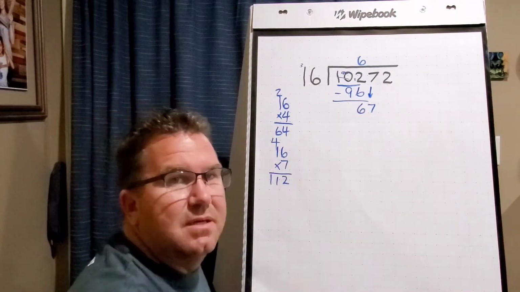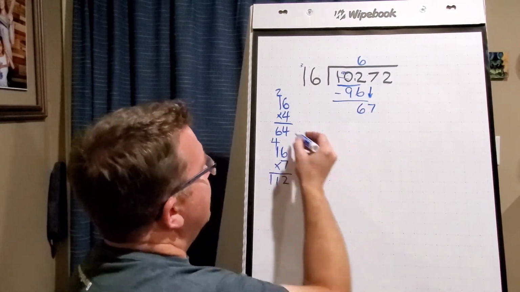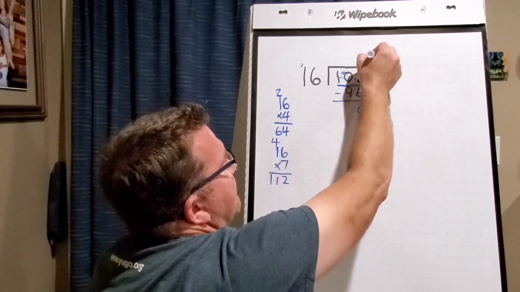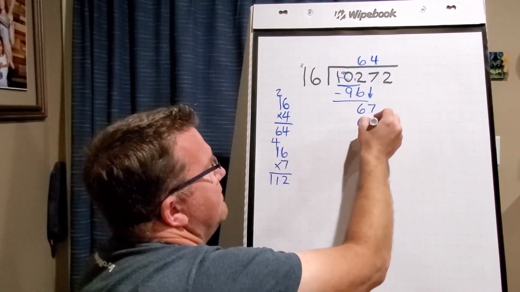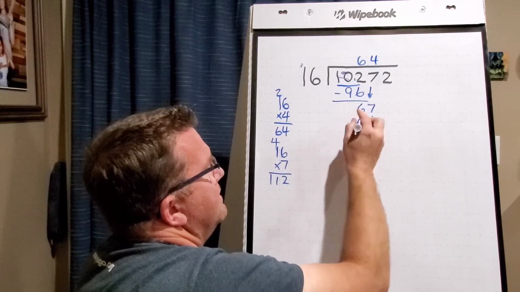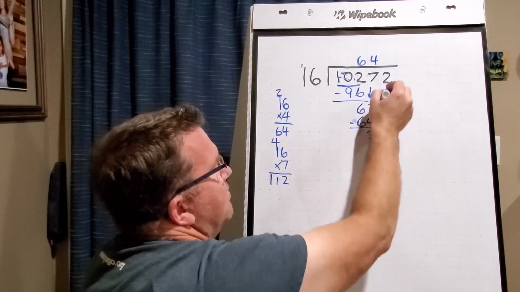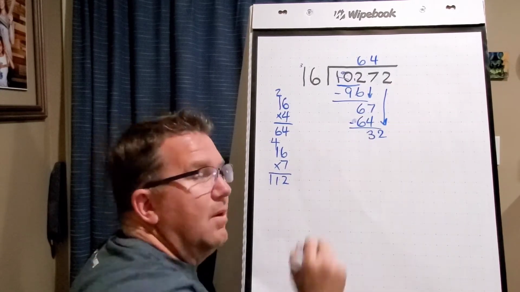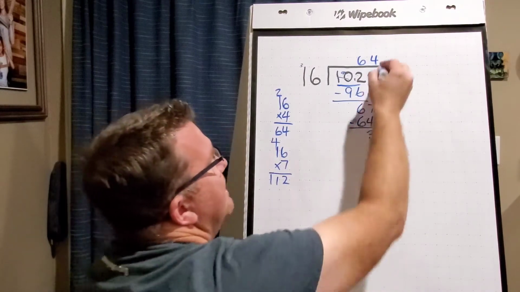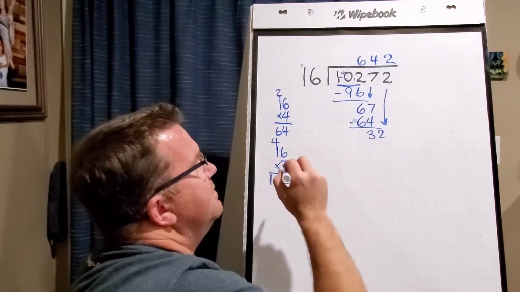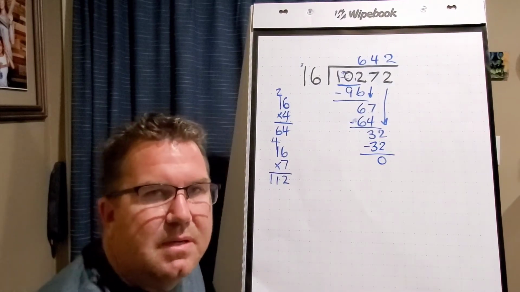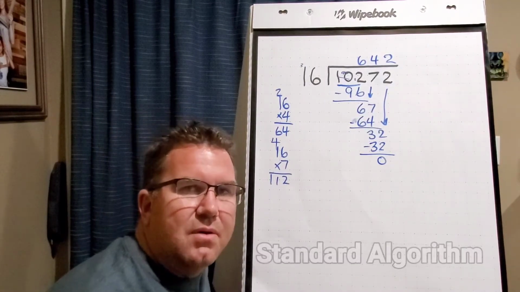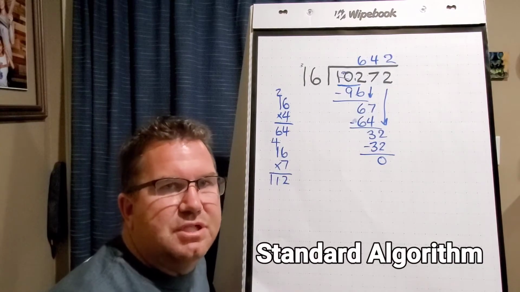How many times does 16 go into 67? And I already have this over here, so I know it's going to be 4 times. 4 times 16 is 64. And then I'm going to subtract. I get 3, bring down my 2. And hopefully I know that 16 times 2 is 32. And I subtract, and I get 0. Now, this is the standard algorithm for solving long division problems.